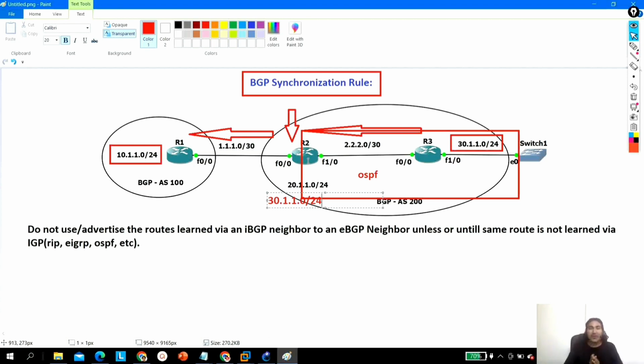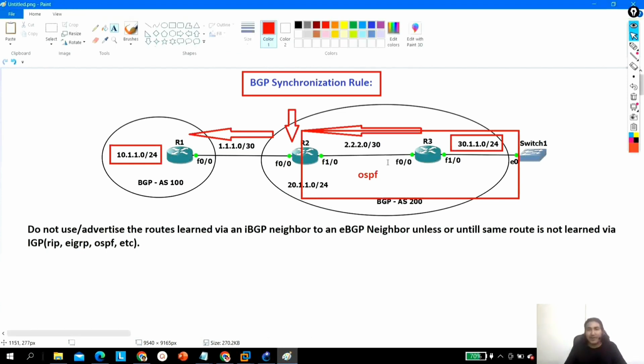So I hope the rule is now clear to everyone. The rule is very simple: do not use and advertise the routes learned via an iBGP neighbor to an eBGP neighbor unless the same route is also learned via IGP. Okay, now I am going to show you this practically. I think the theory part is clear to everyone, right?